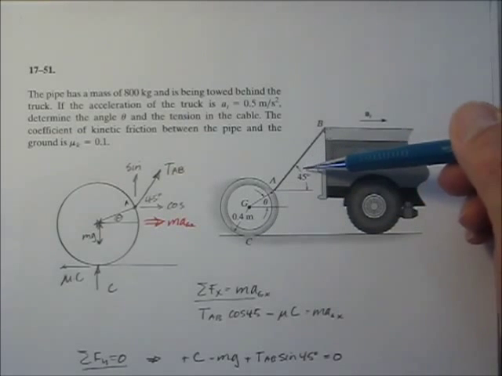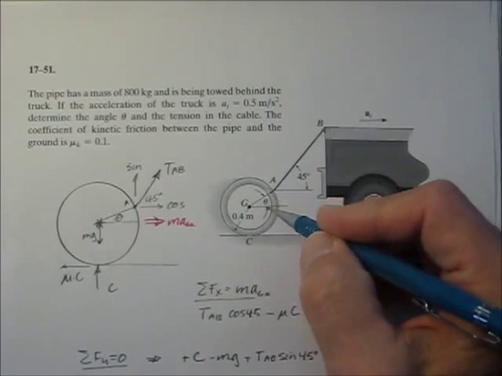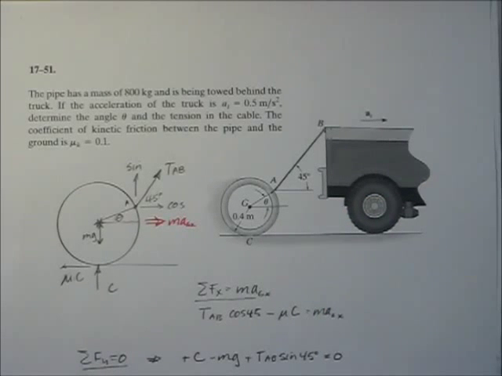It gives us that under this acceleration, the angle that the rope tied to the truck makes is a 45-degree angle, and we're looking for the angle of rotation of the wheel or the pipe.